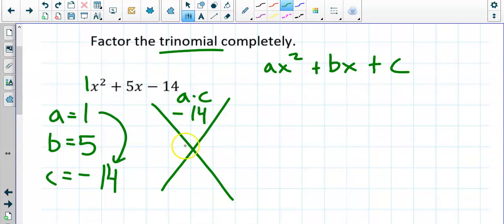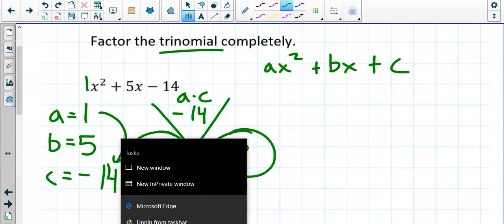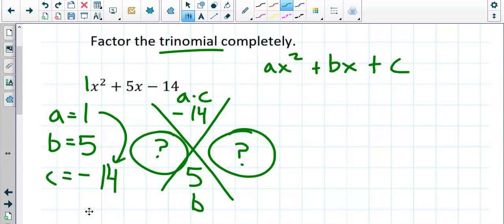-14. Down here is your B. It's 5. So the X games, what it's all about is you're finding me 2 numbers. These 2 numbers must multiply to the top value, but add to the bottom. So here's how you figure that out.